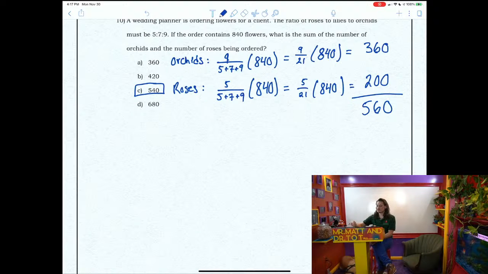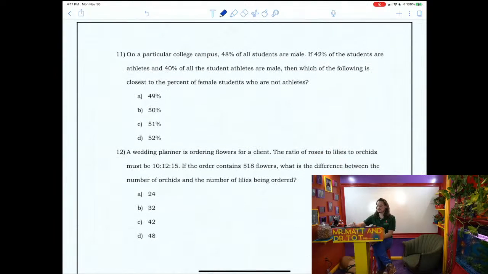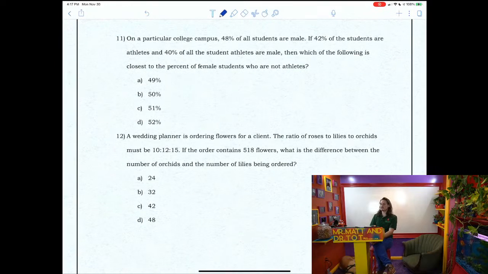If you have any questions, then please let me know. Otherwise, these would be the last two problems that we attempt today. Let's look at 11 and 12.